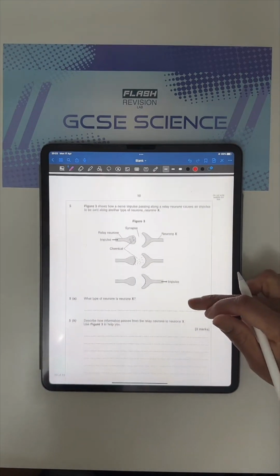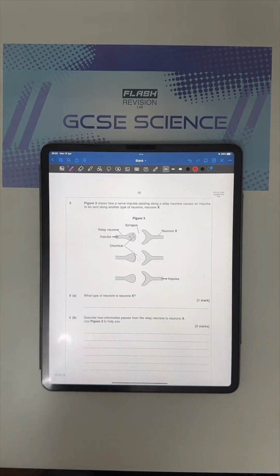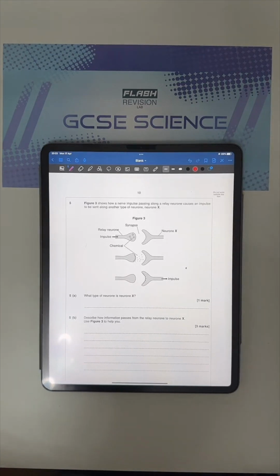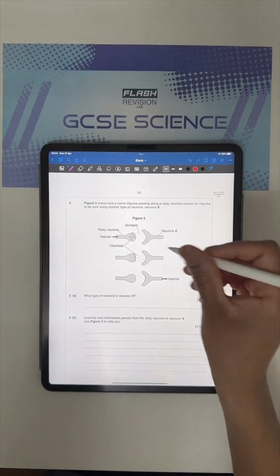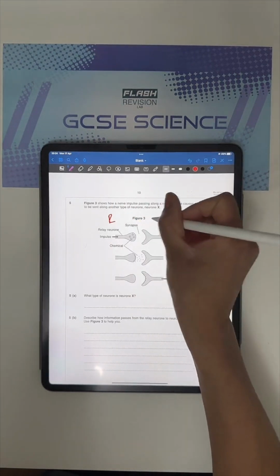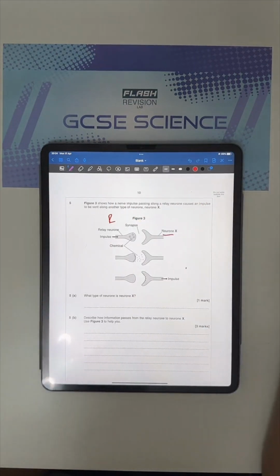Let's see what's next. Okay, so this question's all about synapse. So this is what I've been talking about. We've got a diagram of a synapse here. Figure 3 shows how a nerve impulse passing along a relay neuron causes an impulse to be sent along another type of neuron, neuron X. Okay, so we've got a relay neuron. So try and remember the order of things. What would be next after the relay neuron? What would this neuron X be?